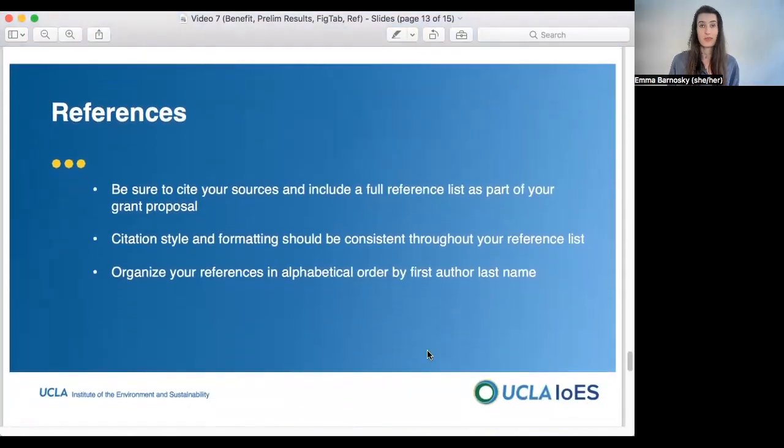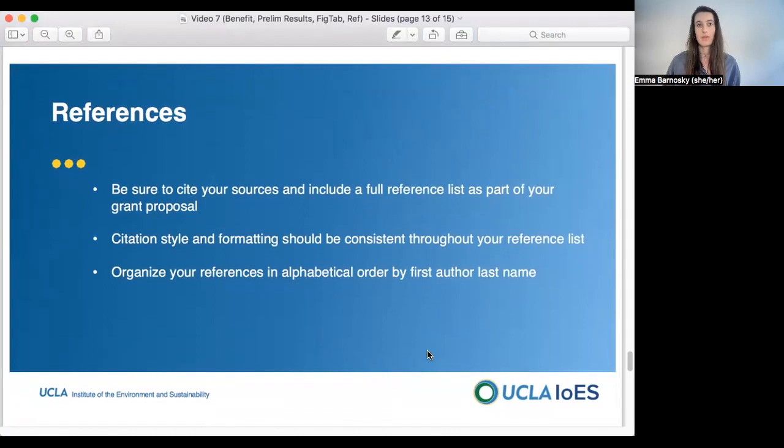And finally, your references section. We've asked you to cite references inline throughout, which we've discussed in previous videos. And so in this references section, you'll provide the full reference rather than just the inline citation so that your reviewers can get a sense of where your work is coming from. Again, be sure that you're citing your sources throughout, and then you'll include this full reference list.